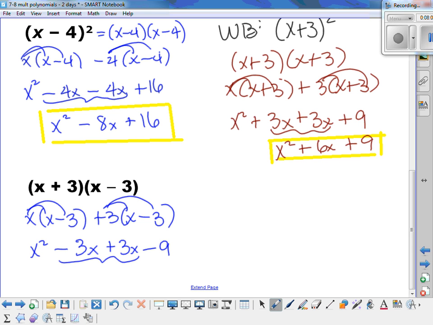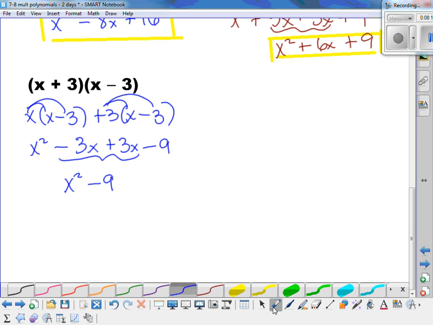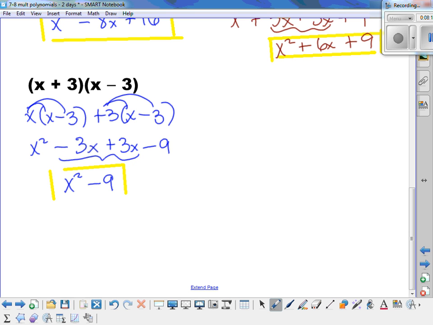So what do you guys notice in the middle here? The 3's are going to cancel each other out. Yeah, so this one actually ends up being just x squared minus 9. So sometimes you will have problems where they cancel out in the middle.